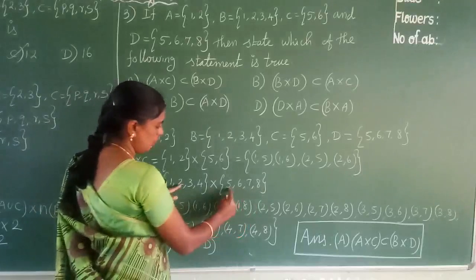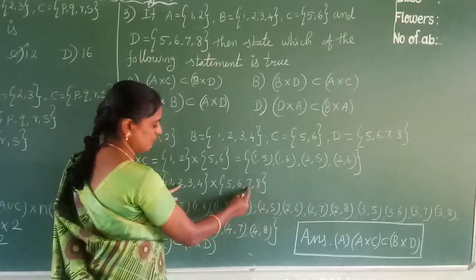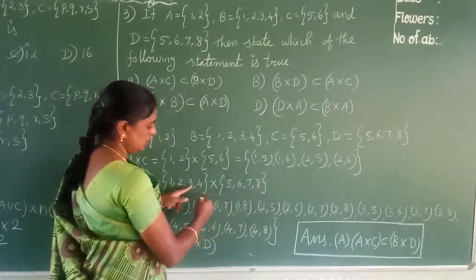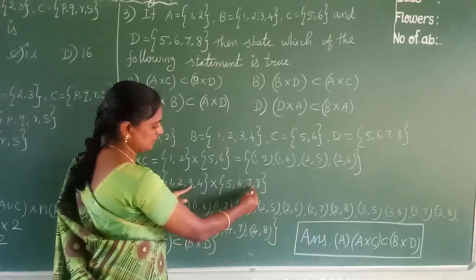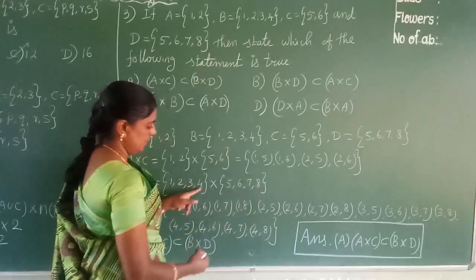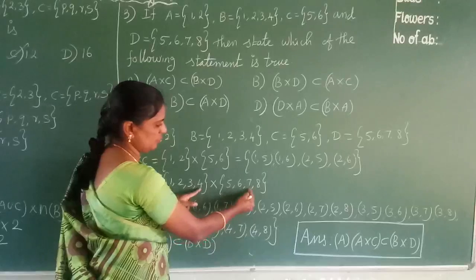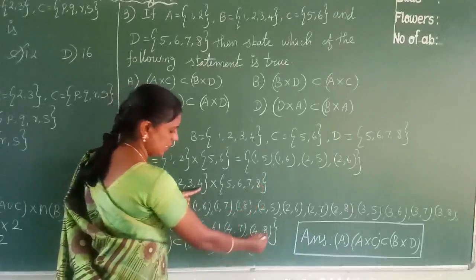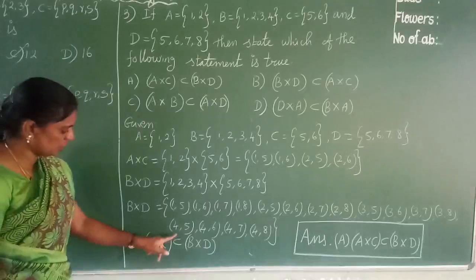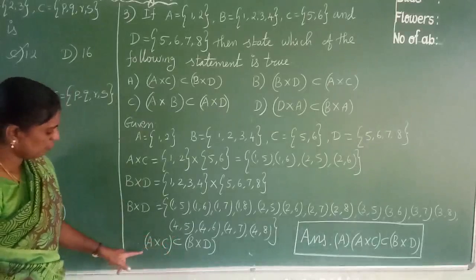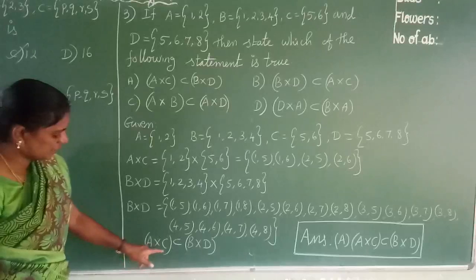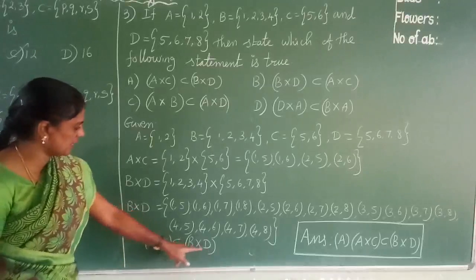Next 2, 5, 2, 6, 2, 7, 2, 8. Then 3, 5, 3, 6, 3, 7, 3, 8. Next 4, 5, 4, 6, 4, 7, 4, 8. So write all the ordered pairs. Now we check it. Is A cross C contained in B cross D or not?